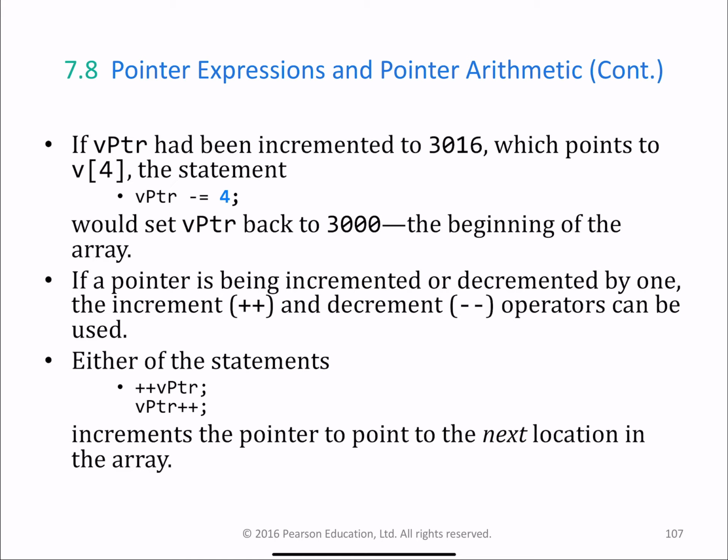Now, just like incrementation, we can also do decrementation, or subtraction, with pointers. So for example, let's say we end up moving v pointer to the address location 3016, which is the location of element number 4 in array v. That's the last one. Let's say we want to come back. Sure, we could do that. We could run this statement, v pointer minus 4, and that would get us back to address 3000, the start of the array.